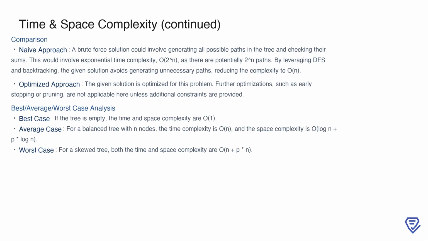For best-case scenarios, such as an empty tree, the time and space complexity reduce to O(1). In average cases, with a balanced tree of n nodes, the time complexity remains O(n), while the space complexity is O(log n) plus p * log n. For the worst case, involving a skewed tree, both time and space complexities increase to O(n) plus p * n.